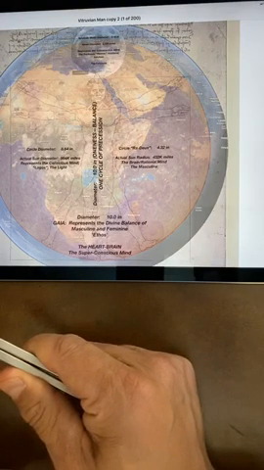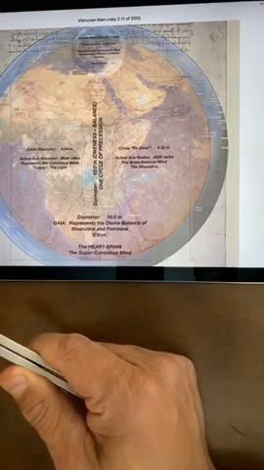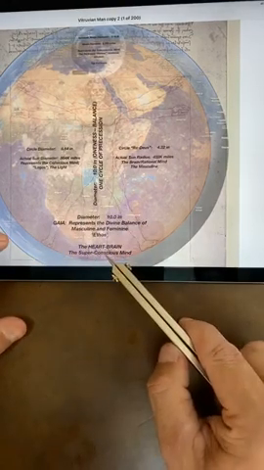It's the end of that judgment. It's the end of duality. The superconscious mind then takes over.